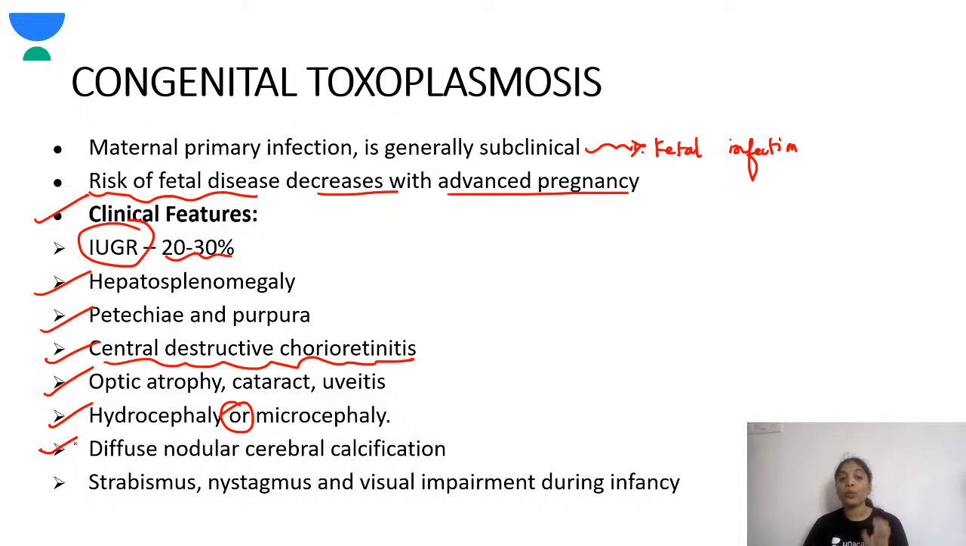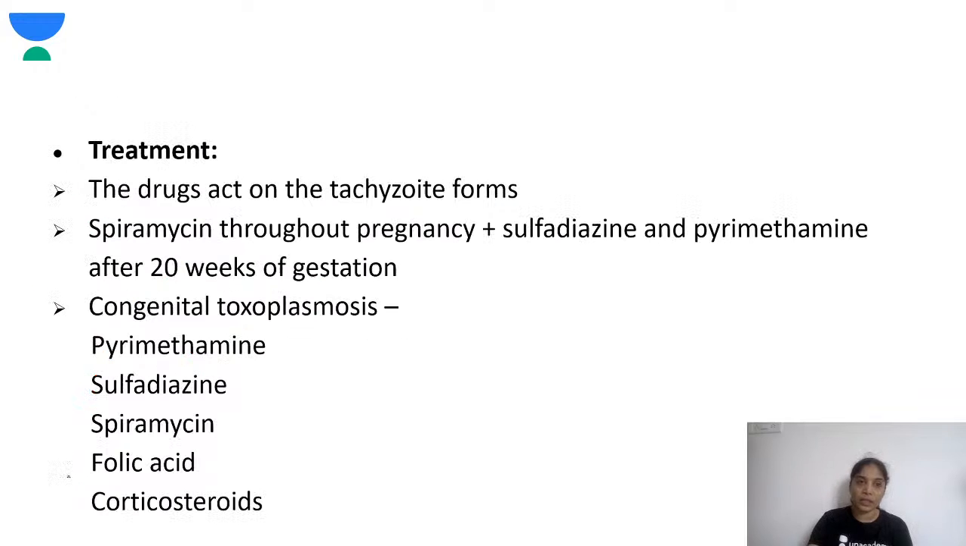There could be diffuse nodular cerebral calcification. So tell me, where else do you see periventricular calcification? Periventricular calcification is seen in CMV infection. Diffuse nodular cerebral calcification is seen in congenital toxoplasmosis. These children can also have strabismus, nystagmus, and visual impairment during infancy.